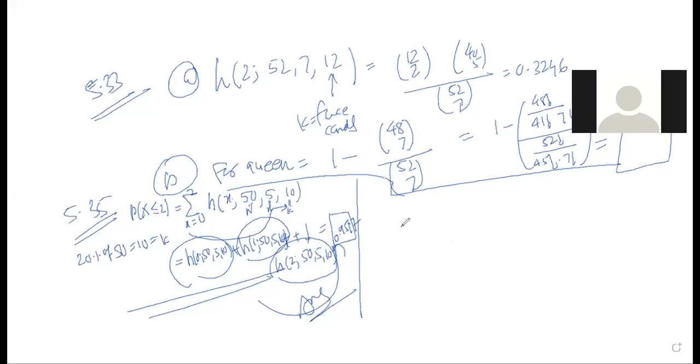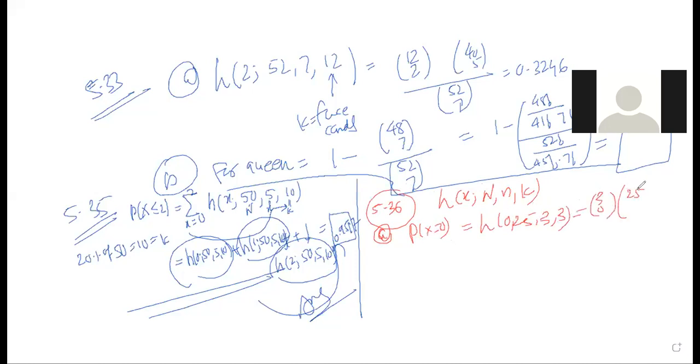So my last example, example number 5.36, says h(x; n, N, k), the hypergeometric distribution. For part a, I have the probability of x equal to 0. That is equal to h of 0; 3, 25, 3. So that is equal to 3C0 times 25C3, right? 25 minus x, that is 25C3 and 25C3. Am I right?